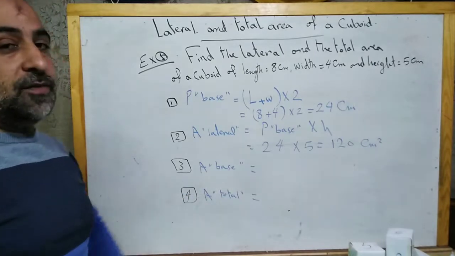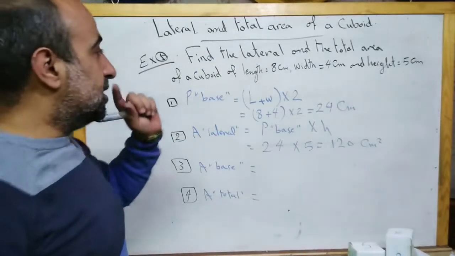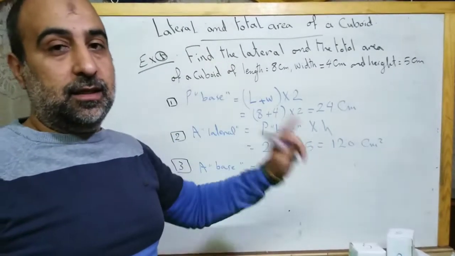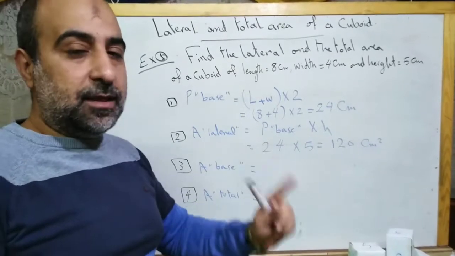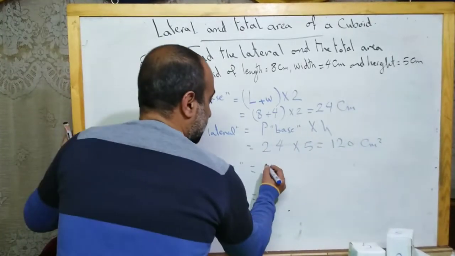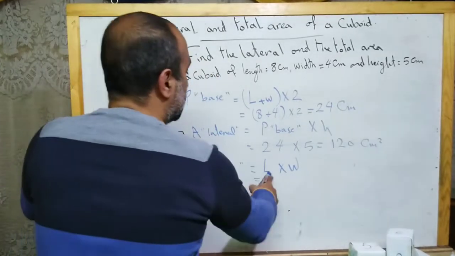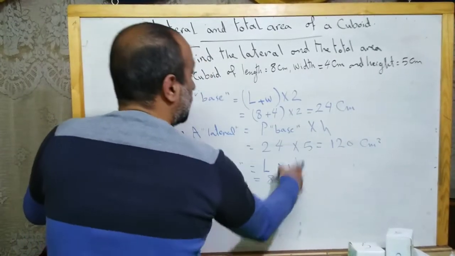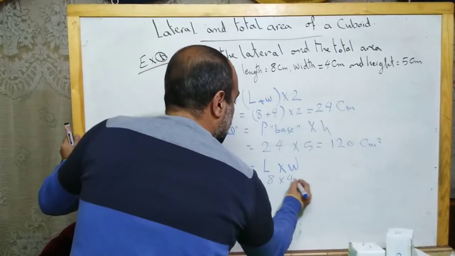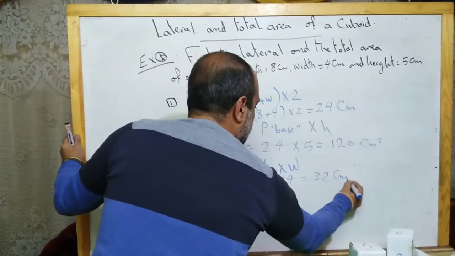Now, area of the base. We have just said that the base is a rectangle. So, the area of the base means the area of the rectangle. Area of the rectangle equals length times width. Make the substitution. Length is 8. Width is 4. It means 32 square centimeters.